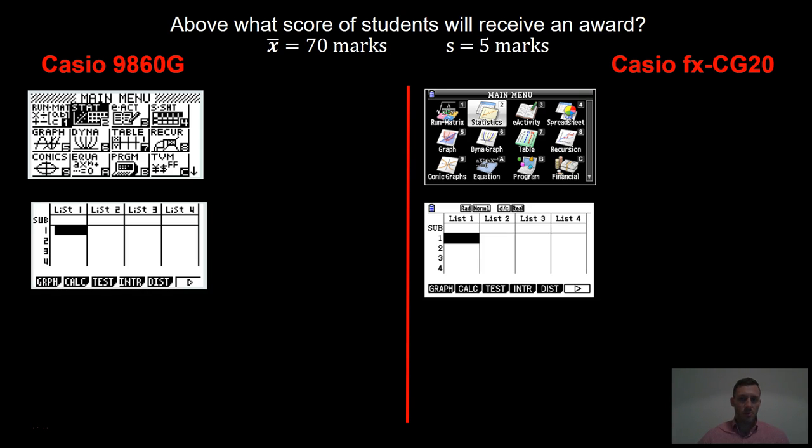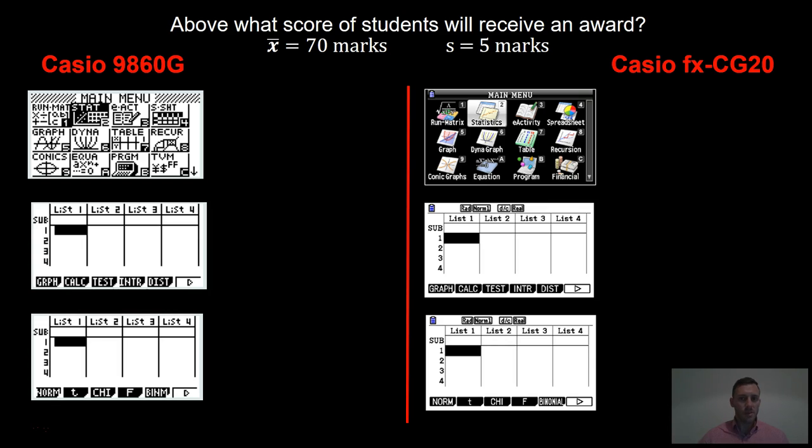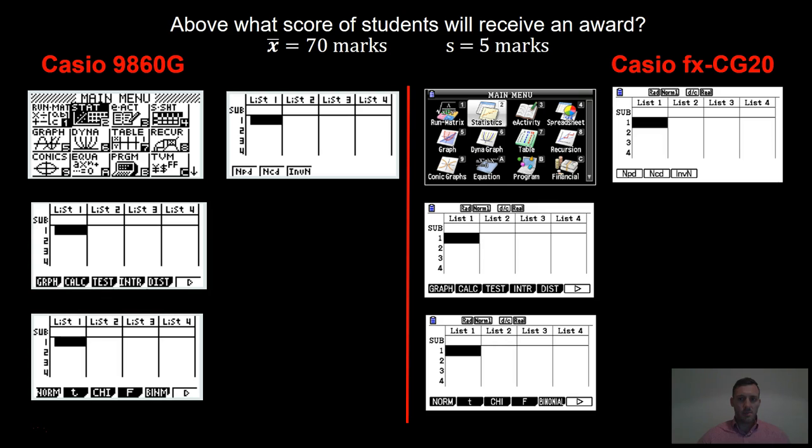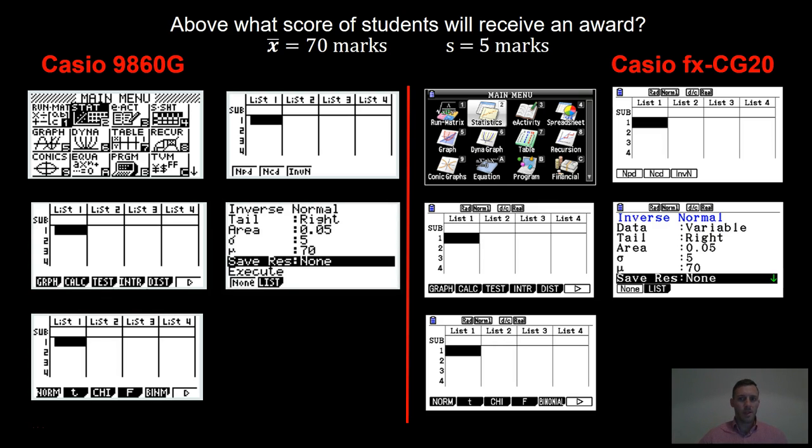Let's find out what score someone would need to achieve an award. Again, we start with the main menu. We press 2 for statistics. Press F5 for distribution. Then we press F1 for norm. And then again, we press F3 for inverse normal. Here we enter our data.